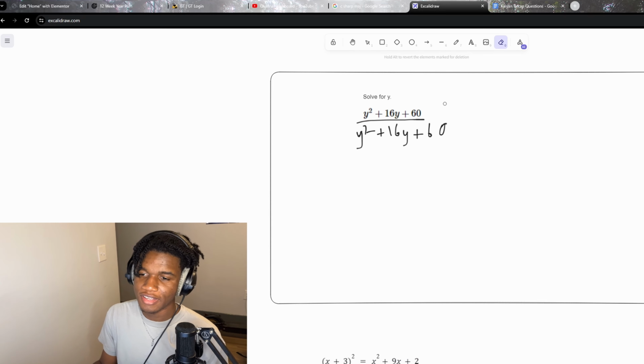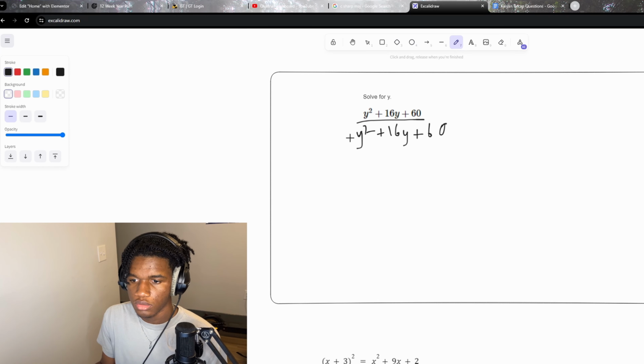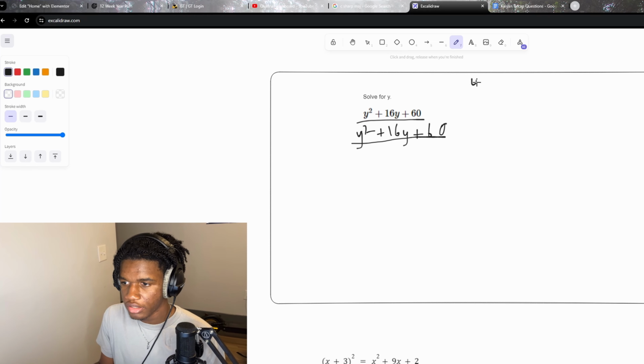Hey guys, we got some Algebra 1 here, y squared plus 16y plus 60. We have to solve for y. So, starting here, I just want to say that there's three different coefficients, or numbers beside the y. I'm going to call them a, b, and c.